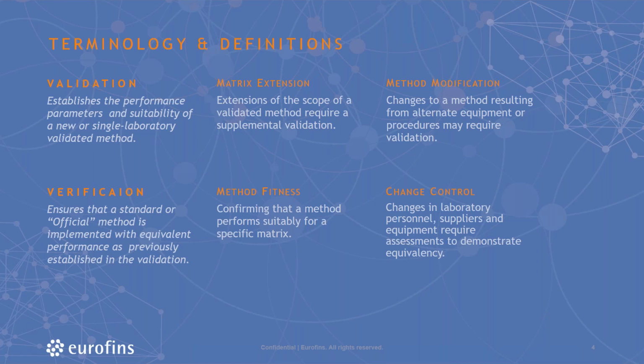But verification is actually a process that ensures that a standard or official method is implemented with equivalent performance as previously established in validation. So when you're considering method fitness, it's basically confirming that a method performs suitably for a specific matrix. As I mentioned a moment ago, if you have a new formulation that contains maybe a raw product that you've previously tested using a method successfully, that same method might not directly apply to your new formula because there could be other interferences. And so in that case, it would be important to assess the fitness of that method for your new sample type. And if it's not suitable, then that's the time where we would need a matrix extension, and that process would be validation.